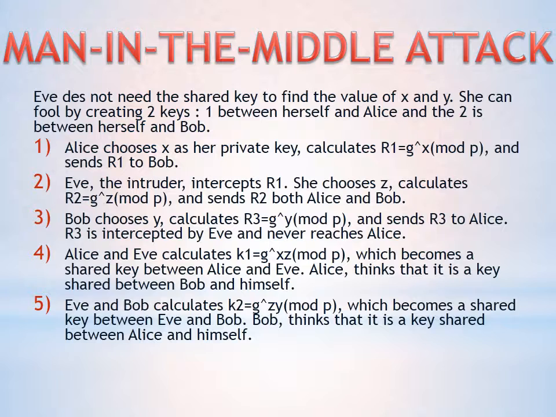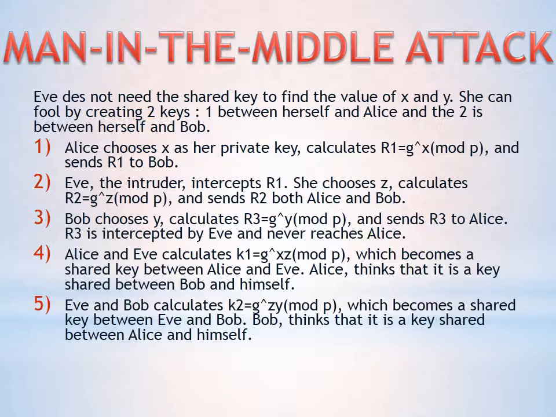Now Bob will choose y as a secret and will calculate r3 in the same manner as Elias and Eve did. R3 is equal to g raised to the power y mod p, and he will send r3 to Elias. So r3 will also be intercepted by Eve and will never reach Elias, just like r1 will never reach Bob. So Elias and Eve will calculate K1, which will be equal to g raised to the power xz mod p, and which will become the shared secret key between Elias and Eve.